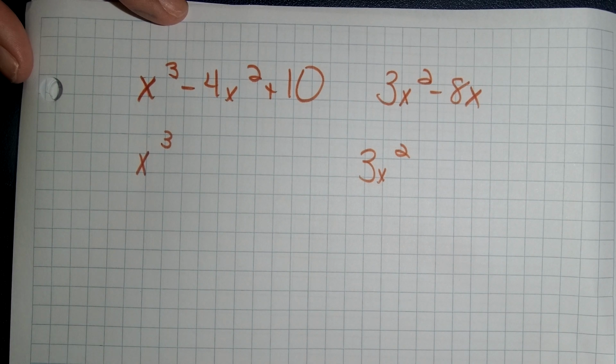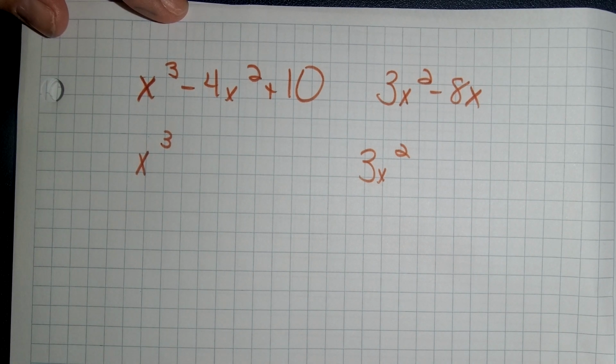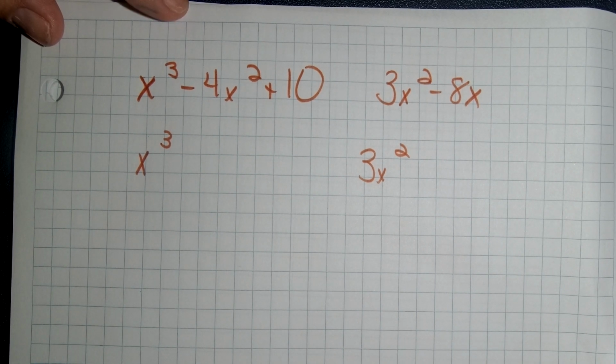What about it? One's 3, one's 2. What does that mean? How do we get to 2? In math, how do we start from 3 and get to 2? Subtract what?